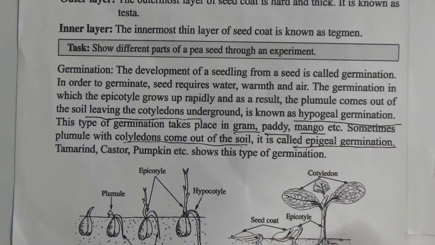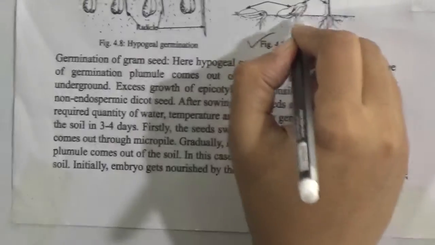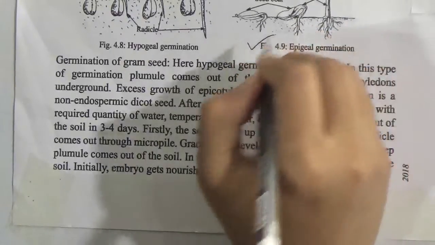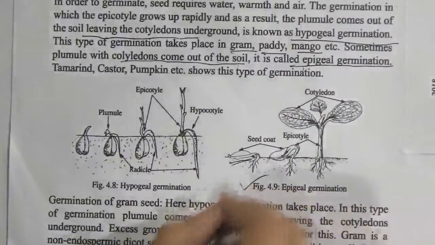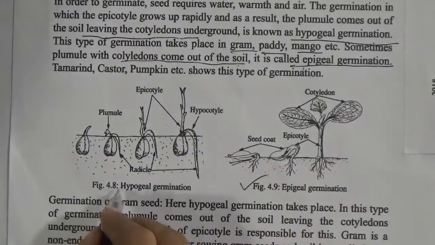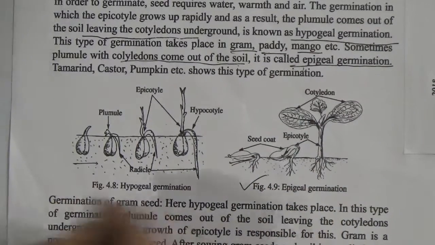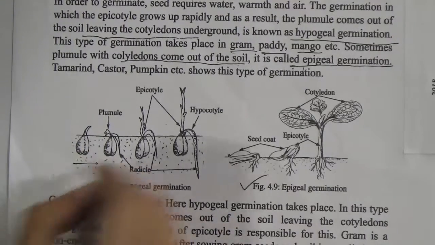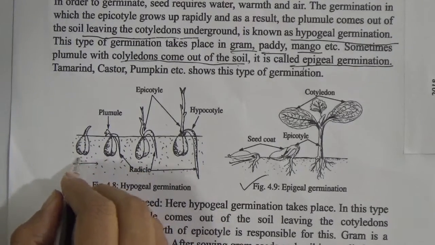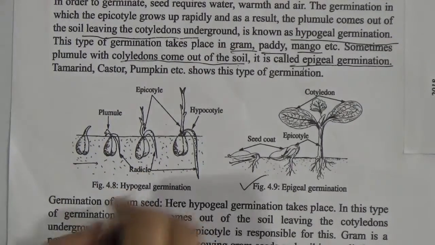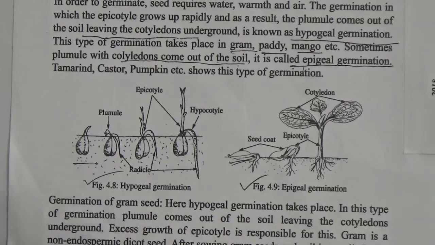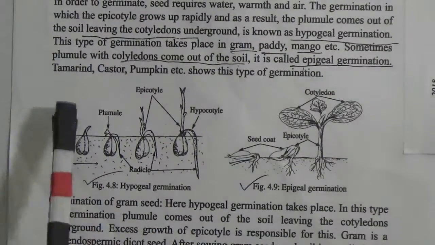Look, this is the epigeal. Here the plumule comes out through the soil. That's why this is the seed coat. That's why it is known as epigeal. And if you see, this is the hypogeal, because here the seed stays inside the soil. That is the hypogeal germination, and it is observed in mango, paddy and gram seed.